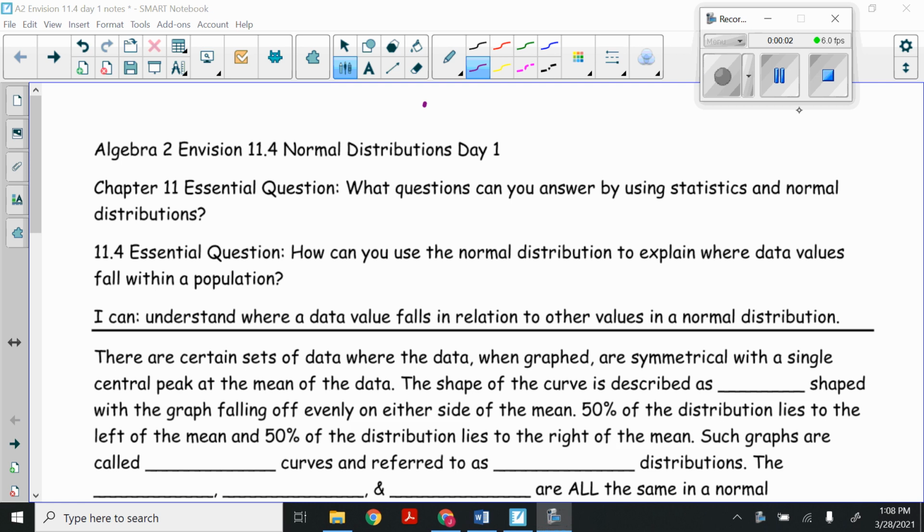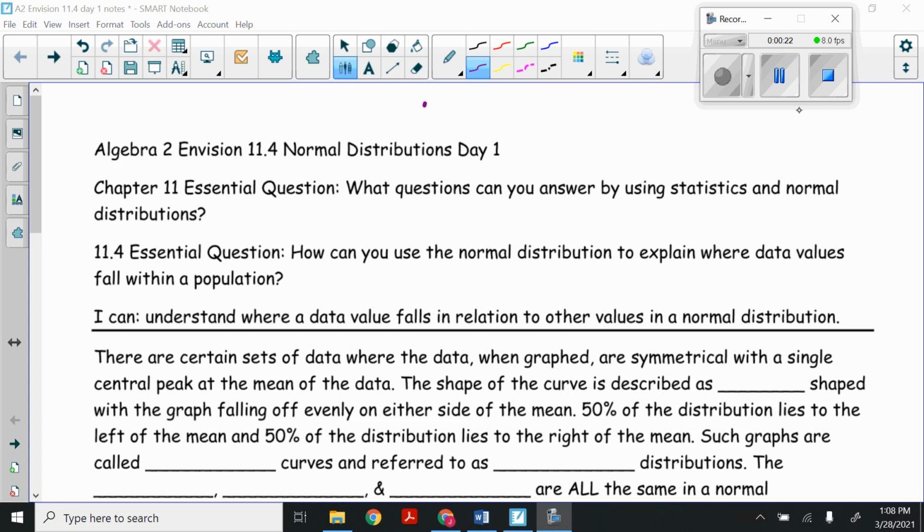Right, today in Algebra 2, we're going to look at section 11.4, the first day of it. So our essential question: how can you use the normal distribution to explain where data values fall within a population? And after today, you should be able to understand where a data value falls in relation to other values in a normal distribution. So we're going to start out.